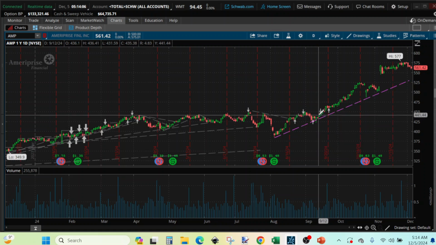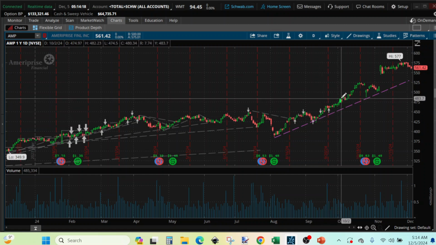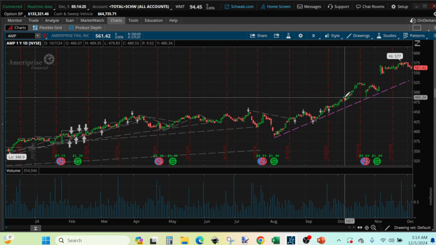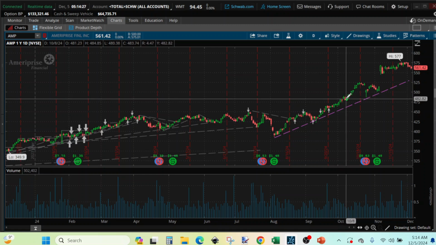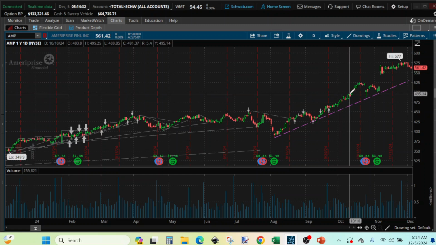I'm trying to see where that 437 was, but anyway, let's say we bought it somewhere at 437, and 491 puts us somewhere here on this bar. So we let it go all the way there and we sell it.